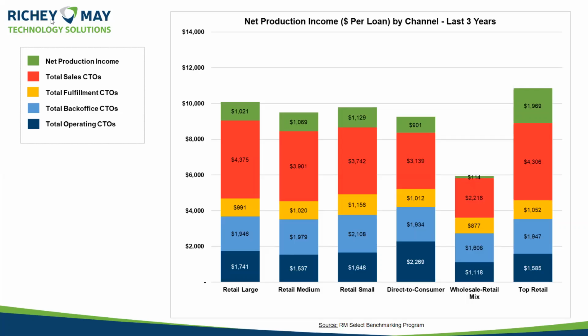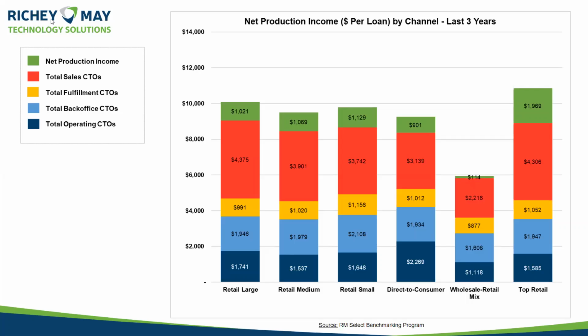And it's really hard to see that in this chart, but basically if we took out that red bar, we would be left with contribution margin, whatever that looks like. And that would really be the gap there. For about the last 3 years, there's been about a $700 to $900 gap in net production income per loan between them and the other groups, and that would be the biggest definer there.